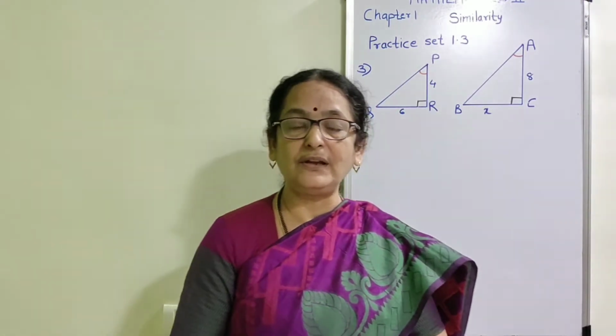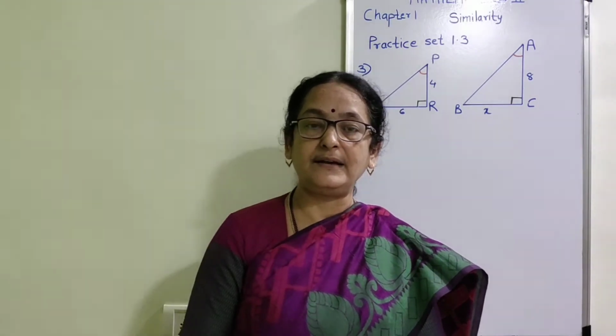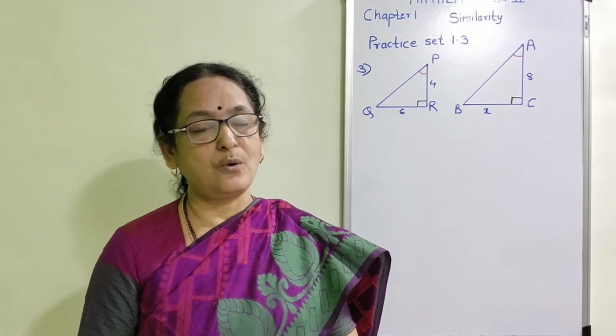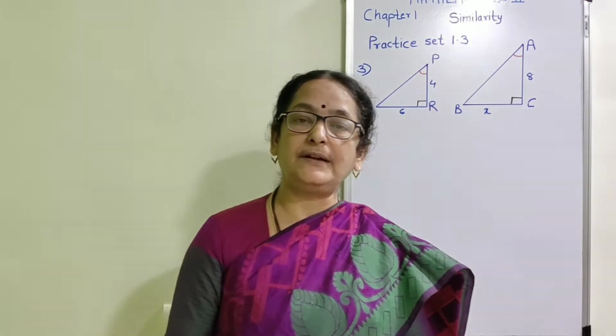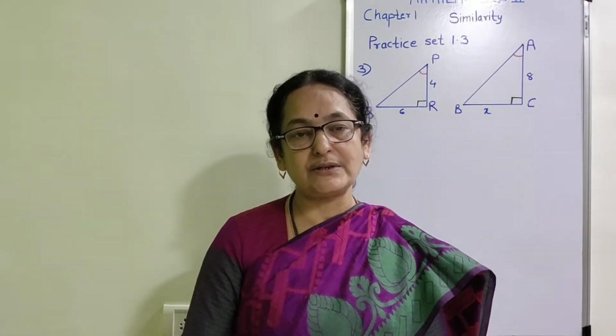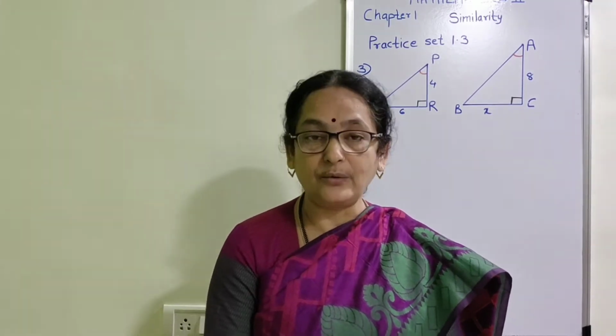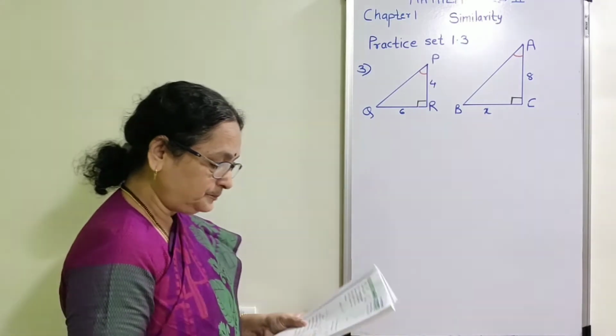Now in the given figure, we can easily understand that in both the given triangles, two pairs of angles are congruent to each other. Therefore, the triangles are similar to each other by a test of similarity. Now we are going to write the given example.